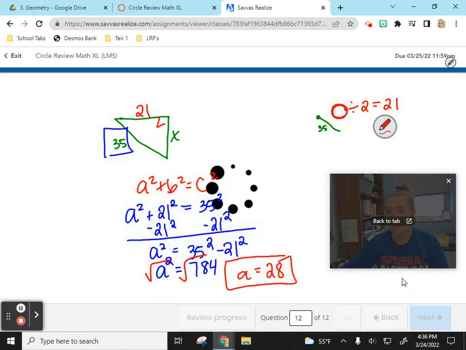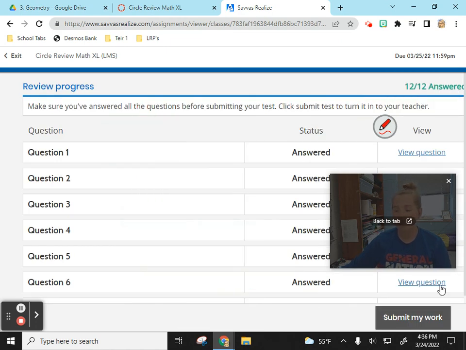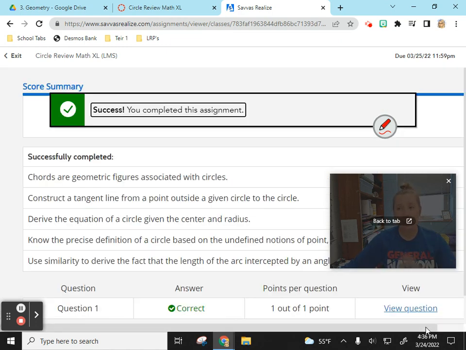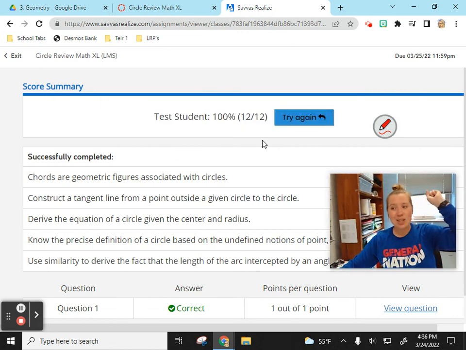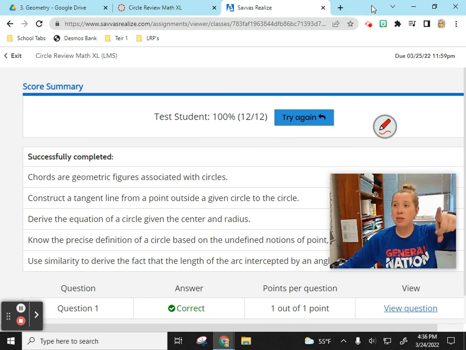And that's the last question on our review. We can go ahead and submit our work. Remember, you can do the assignment as many times as you like to get a score that you want, and you are better for it to repeat those problems. And this is helping you in the long run.